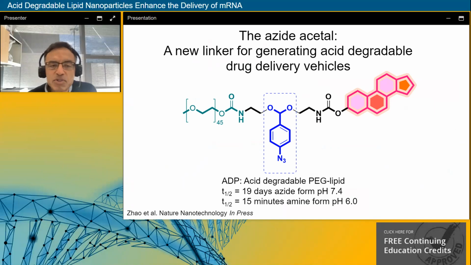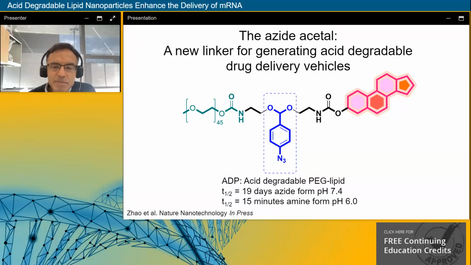To address this challenge, our lab developed a new class of linkers shown here called the azide acetal. The azide acetal is the blue structure shown in the dotted lines. So it's an acetal that has an azide in the para position. This is a unique linker because its half-life at pH 7.4 is 19 days. It's quite stable.